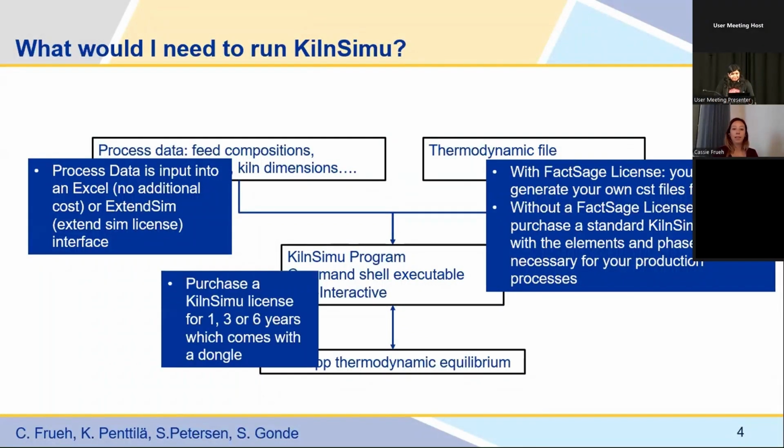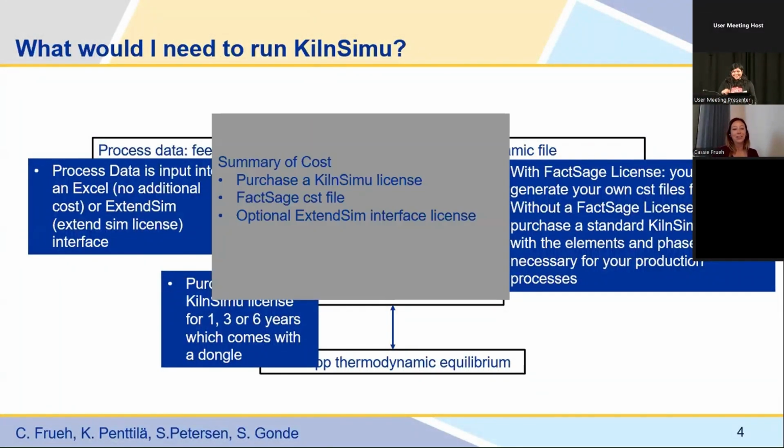All right. For the actual KilnSimu license, you can purchase a license similarly to FactSage for 1, 3, or 6 years, and it comes with a dongle. Okay. So now I'm more convinced to use it, and I have bought this KilnSimu. If we just click one more time, just a summary of the 3 costs. So you have to purchase a KilnSimu license, you have to have a FactSage CST file, and then you have the option of purchasing the KilnSimu interface license.